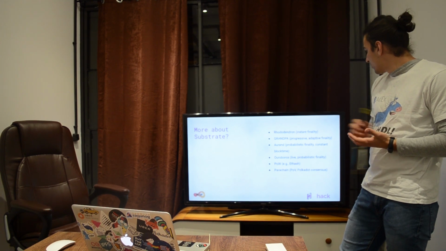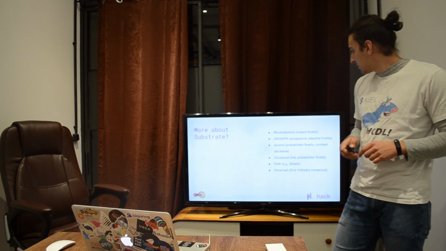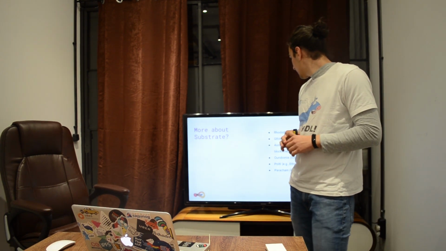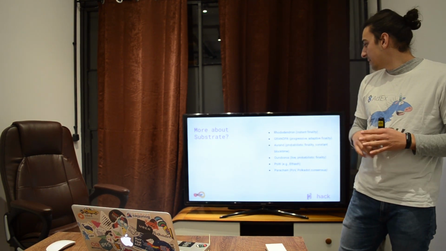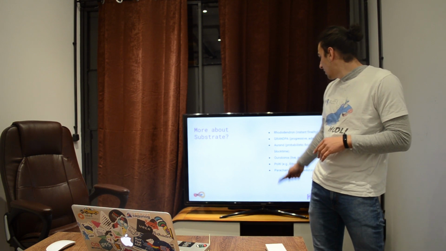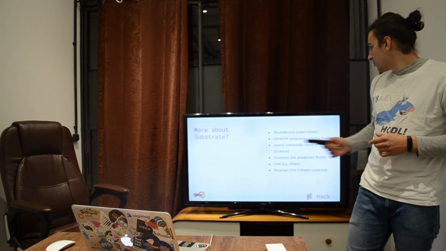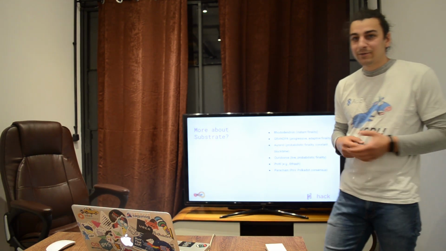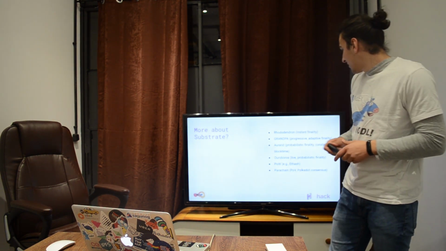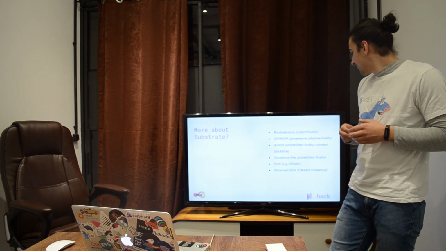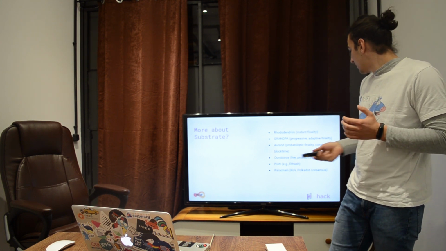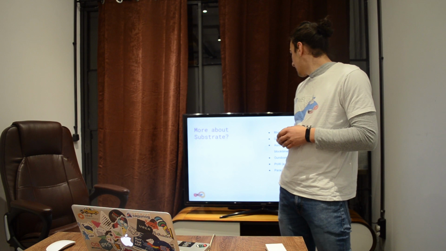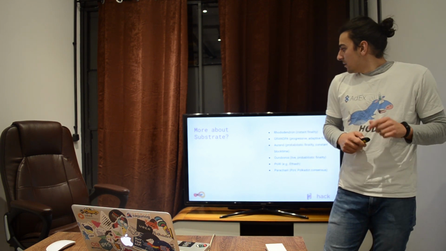We'll now focus more on Grandpa, but the others are somewhat overlapping with Grandpa. For example, these Ouroboros and Orand. The proof of work we all know about, which Ethereum uses, and the parachain is part of Polkadot Consensus as well.